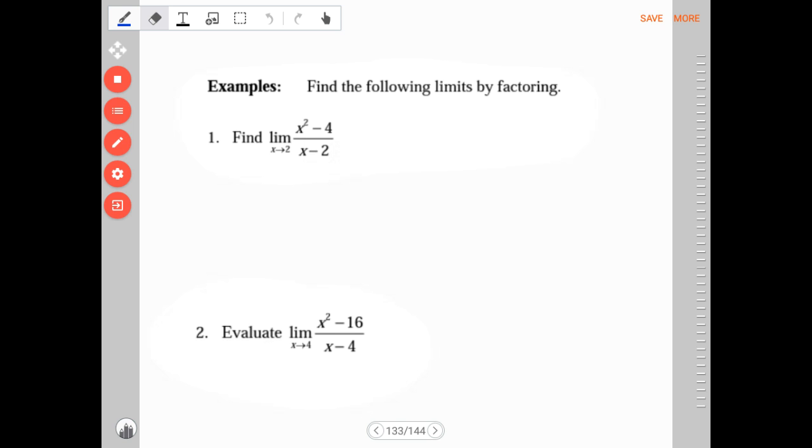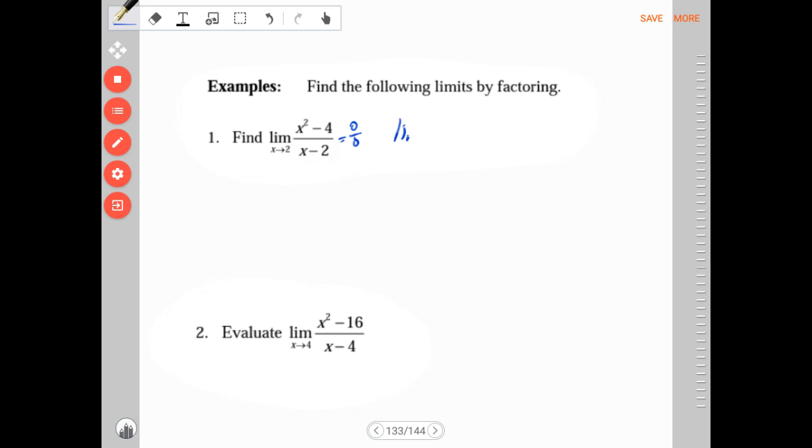The first thing we're going to do is just make sure that this doesn't work. So if x is 2, 2 squared is 4. 4 minus 4 is 0, and then 2 minus 2 is 0. So this is indeed a 0 over 0. It's a good idea to check that. Once we know that it's a 0 over 0, now we can factor.